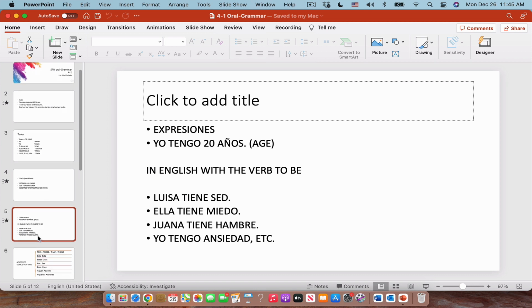Well, those are the most important situations in which we use tener. And so remember, it is possession, it is also expressions like yo tengo 20 años, and also it is a group of expressions that we use with the verb to be in English, but in Spanish have to be used with the verb tener.